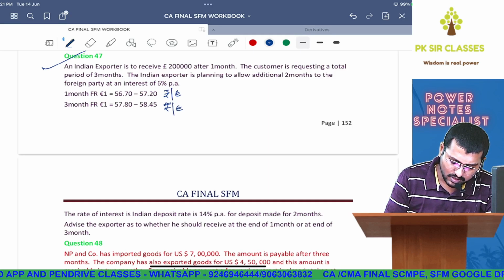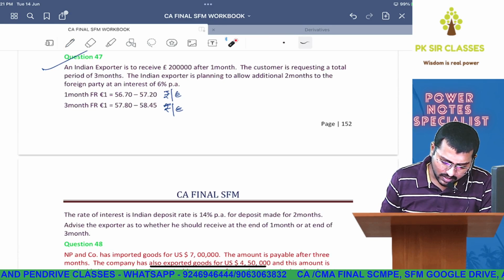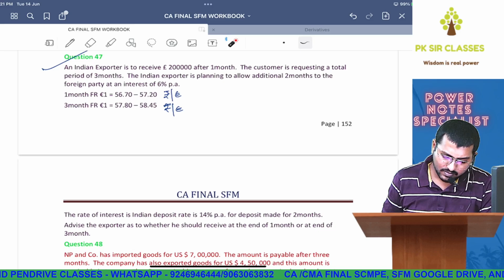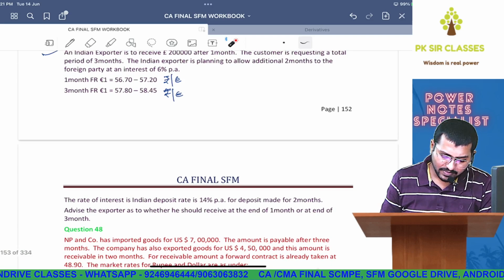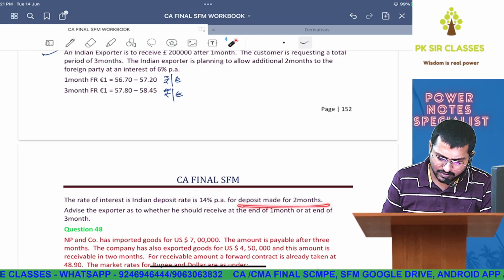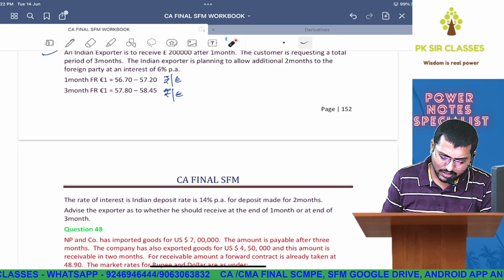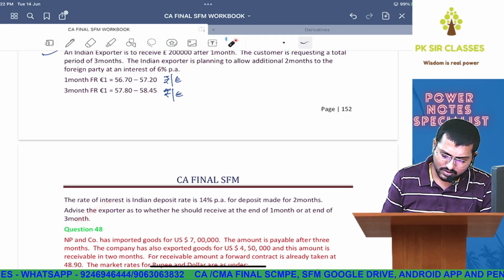Always write this so that it will be easy for you when you are solving sums. The rate is per euro, right? Next, the rate of interest, the Indian deposit rate, is 14% per annum for a deposit made for 2 months. Advise the exporter as to whether he should receive at the end of 1 month or at the end of 3 months.